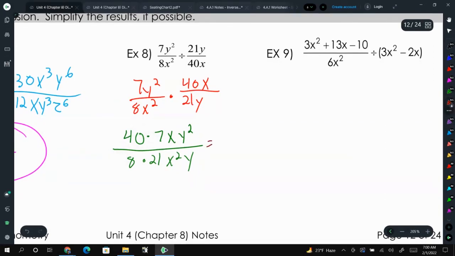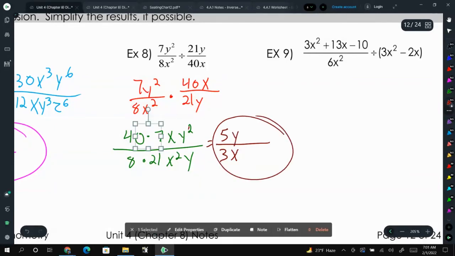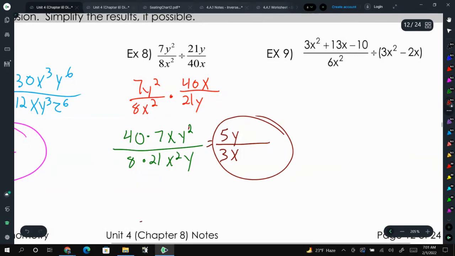Because what I can do then is 40 over 8, that's going to give me 5. And 7 over 21, divide the top and bottom by 7. You're going to get 3 in the denominator. X to the first over x squared means we're going to have x in the denominator because 2 minus 1 is 1, but we have more x's in the denominator, so the remainder of my result goes in the denominator. And then y squared over y, 2 minus 1 is 1. We have more y's in the numerator, so my y is going to stay up here. So that would be my final answer.